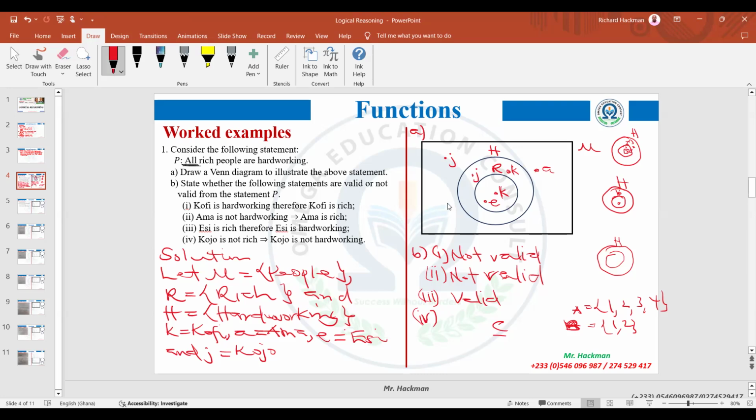Yes, you can see that this will satisfy. Once you have even one counter statement to what you have here, then you will say that what you have there will not be valid. Should I come again?